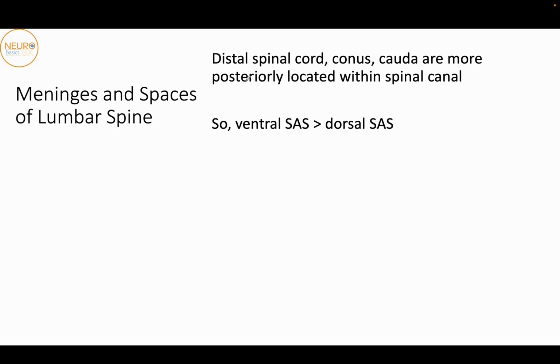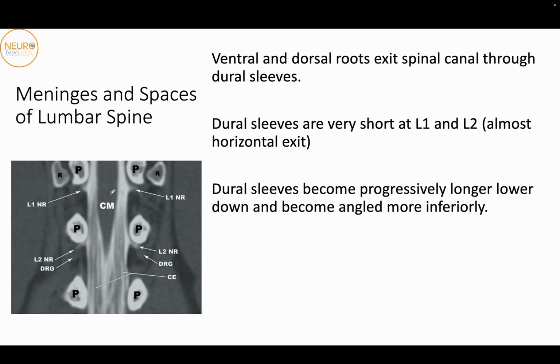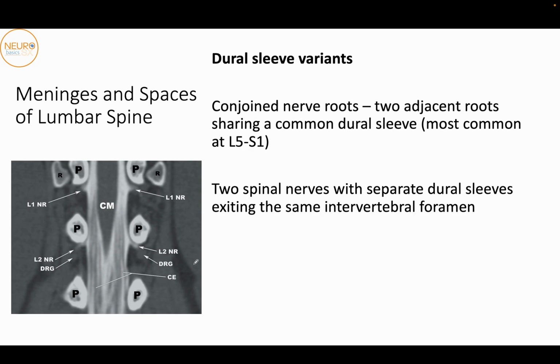Within the subarachnoid space of the lumbar spine, everything is located more posteriorly, unlike what we were seeing with the thoracic spine. So here the ventral subarachnoid space is going to be a lot more obvious than the dorsal subarachnoid space. The nerve roots are going to exit through the neuroforamen along with dural sleeves. Now, since the L1, L2 nerve roots exit more or less horizontally, the dural sleeves are quite short usually, and as the nerve roots go down, the dural sleeves become longer and longer, and they become more angled inferiorly rather than outside and obliquely.